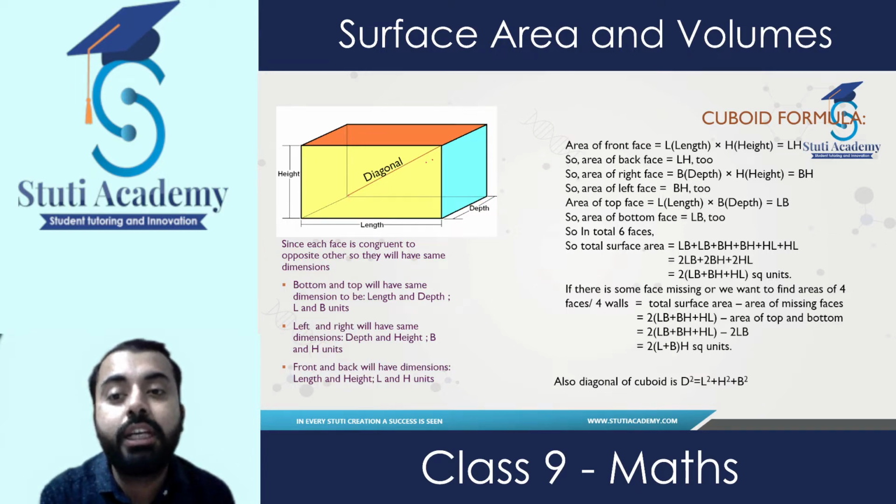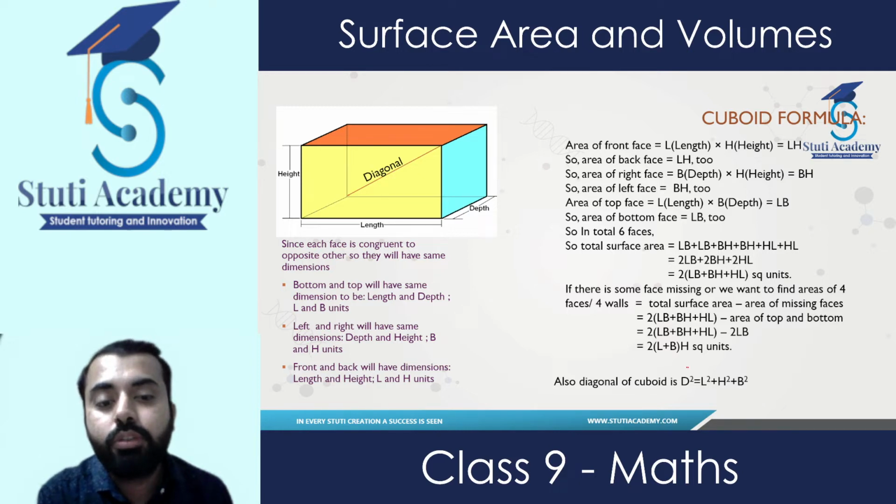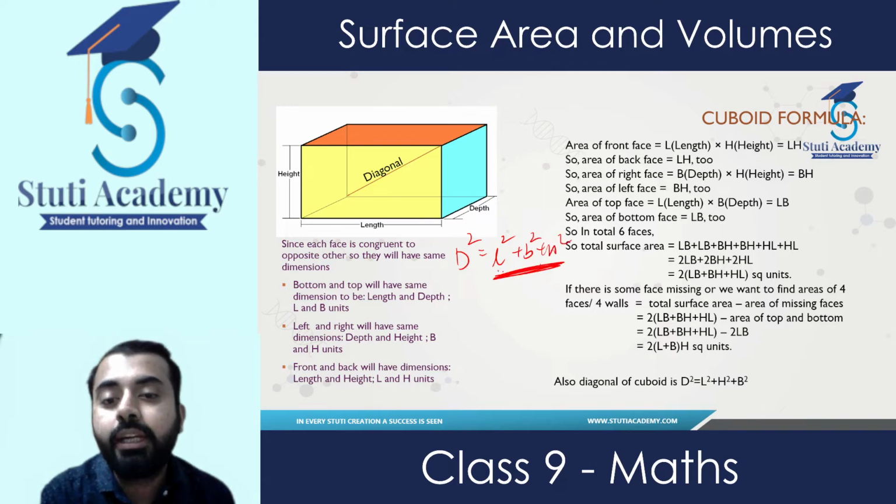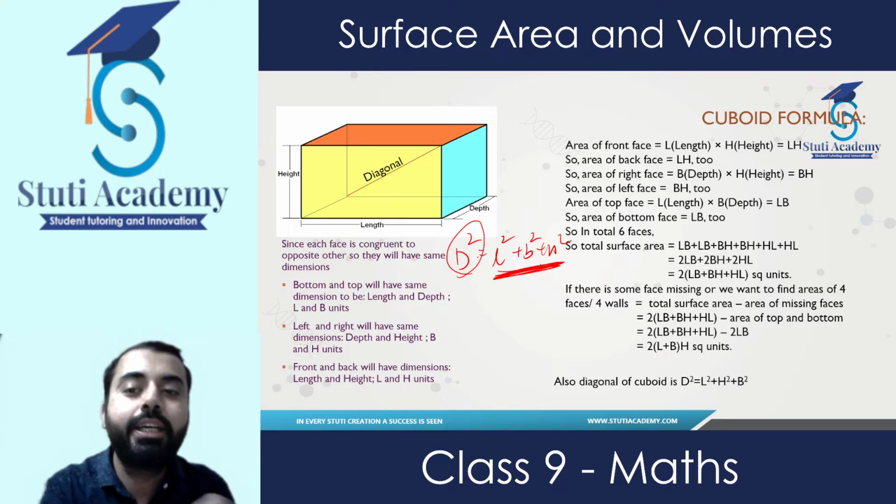You have to find out the diagonal of the cuboid. How you will be doing it is just square rooting. You guys remember Pythagoras, right? It is a 3D figure, so your diagonal square will be what? Square of L, square of B, square of H. Square each and every side and add them, that will give you the diagonal of the cuboid. Similarly, it will give you the diagonal of a cube as well.